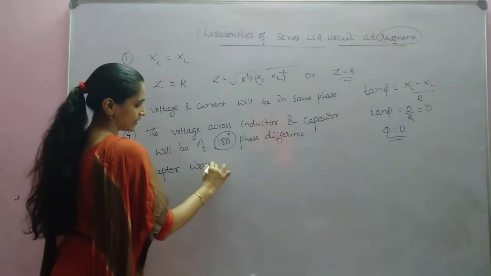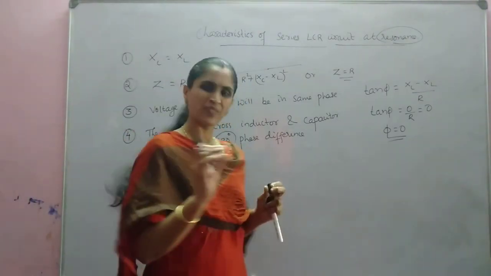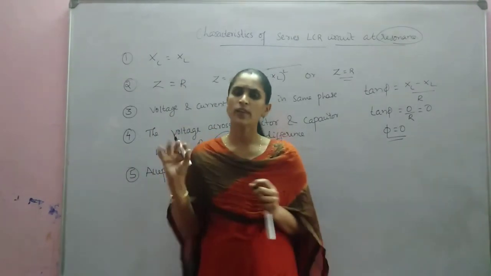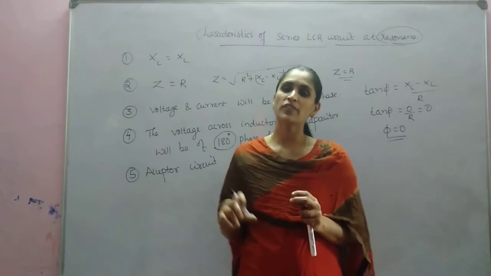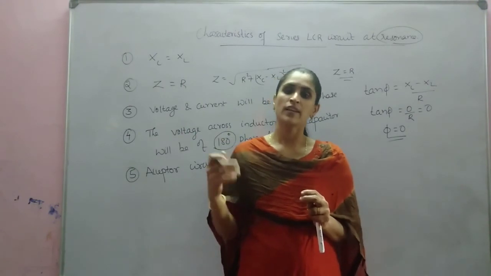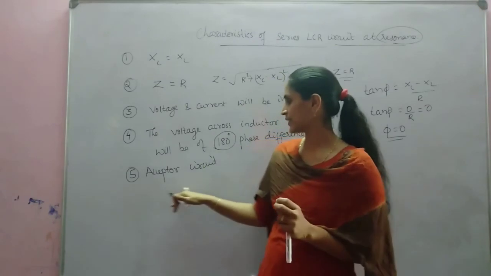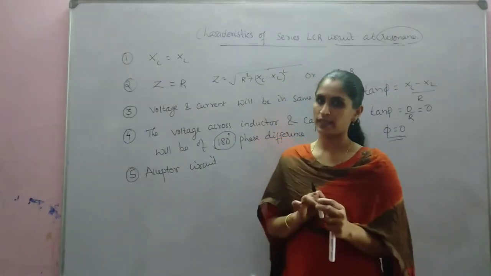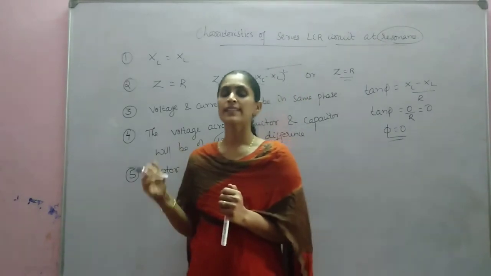The series LCR circuit is known as an acceptor circuit, as we already discussed. Why? Because at that particular frequency it accepts, and maximum current flows. So we can say it is an acceptor circuit. These are the characteristics of the series LCR circuit at resonance.